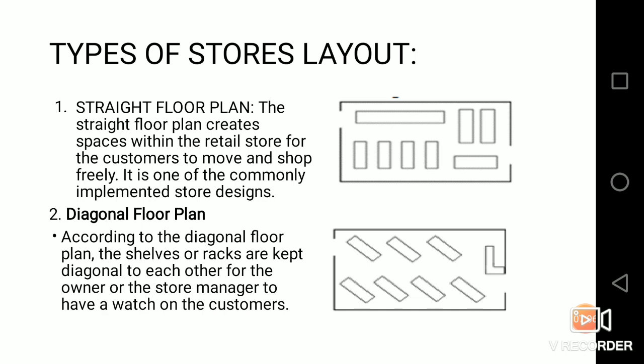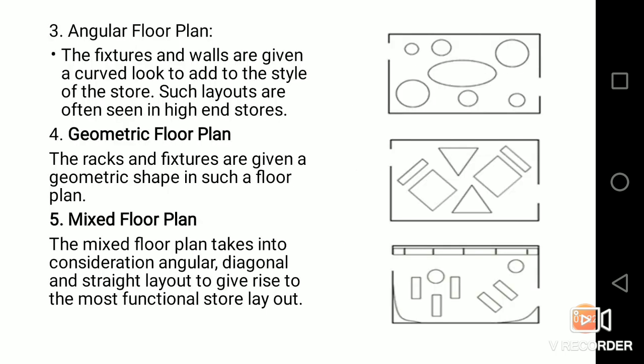The diagonal store is useful for the owners to monitor the customers, to see if anything is going wrong, any stealing or theft is happening, or any damage is done by the customers. For this purpose, the diagonal floor store is arranged. Next we are going to see the angular floor plan. Here the store will be arranged in a circular or oval shape. If the particular store is a high-end store with plenty of space, this type of store layout is used.